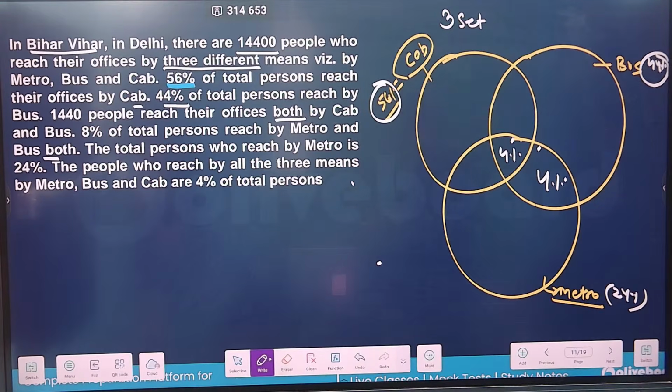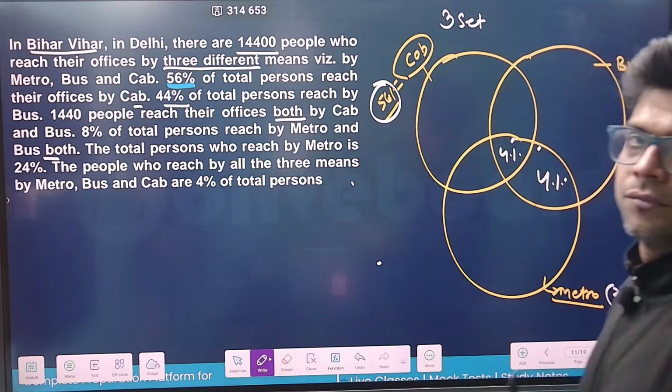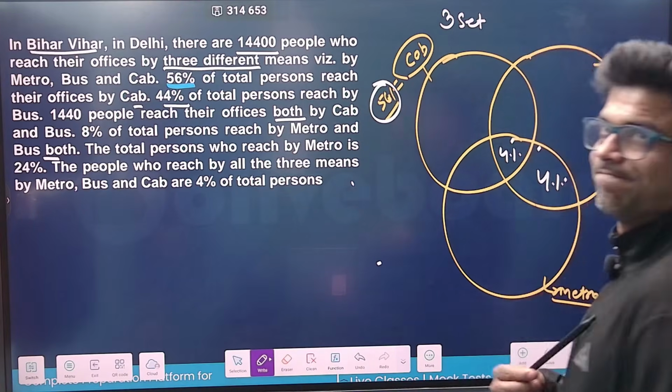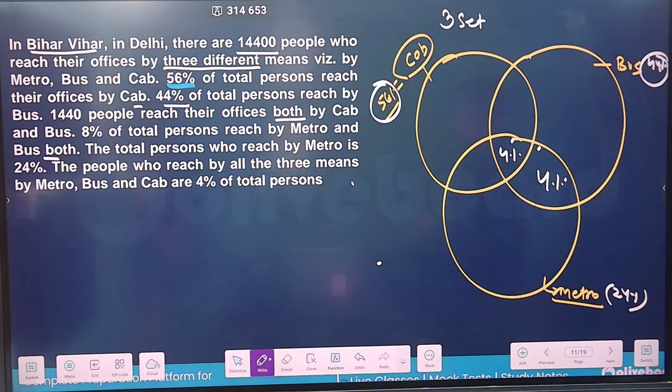Can you answer me? Because only this much information is given to me. How can I accumulate the data? Come on, say. 1140 people reach their office both by cab and bus. Cab and bus. Come on, say. This is how much? Come on, say, guys.